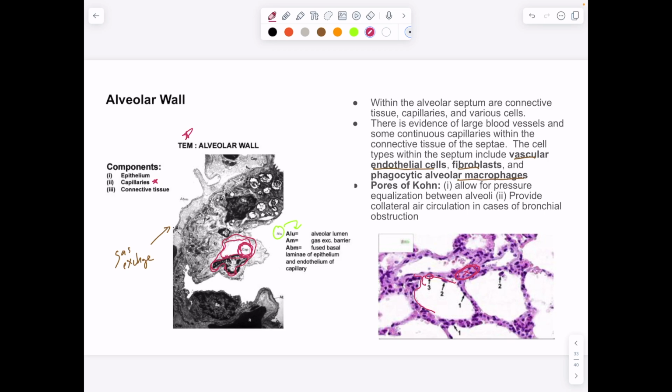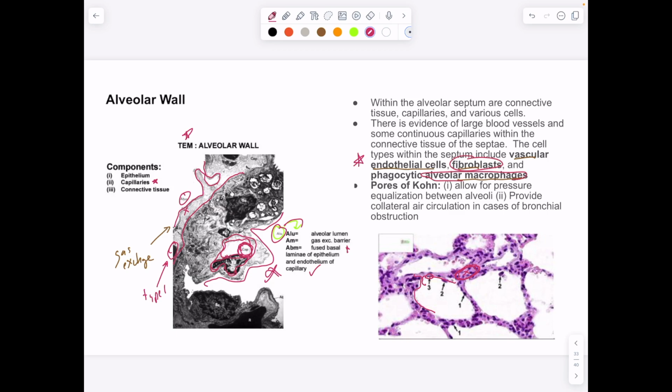This is the alveolar lumen, this region right here. Then we have the gas exchange barrier, so this looks like the nucleus of the type 1. And then this is cytoplasm of type 1 right here. And then right here, this is the fused basal membrane of the epithelium and the endothelium of the capillary. So the type 1 and the endothelium of the capillary can fuse to make gas exchange easier. All right. Also in this region, in the walls, you have fibroblasts, and you can also have our macrophages get into the walls as well.